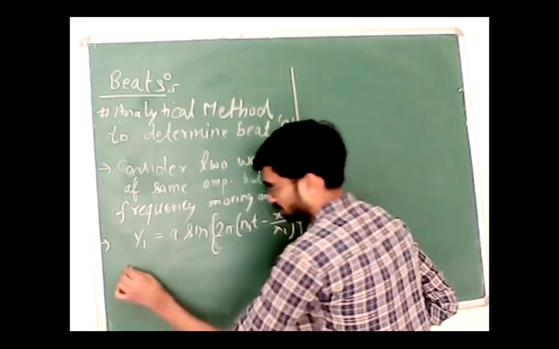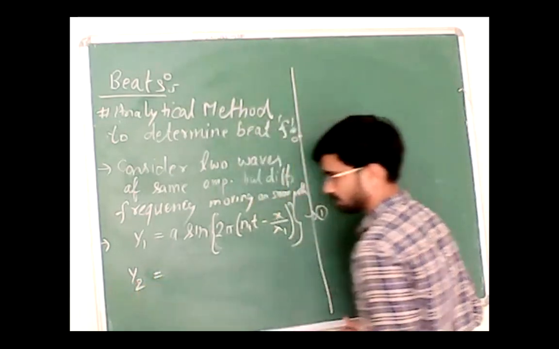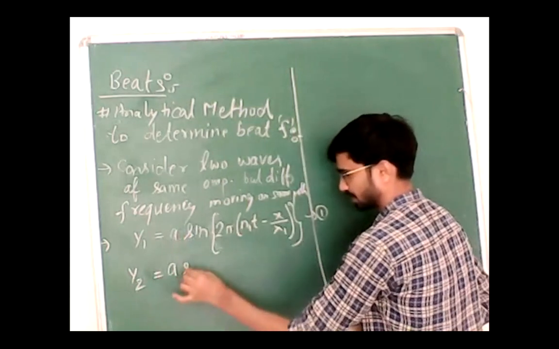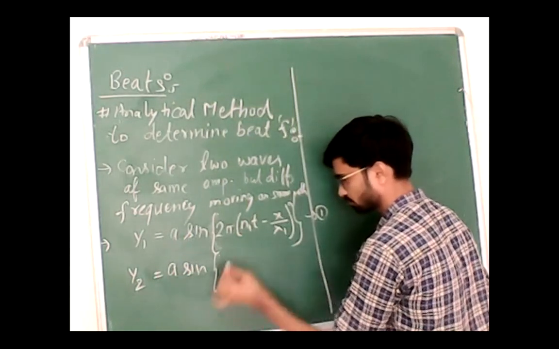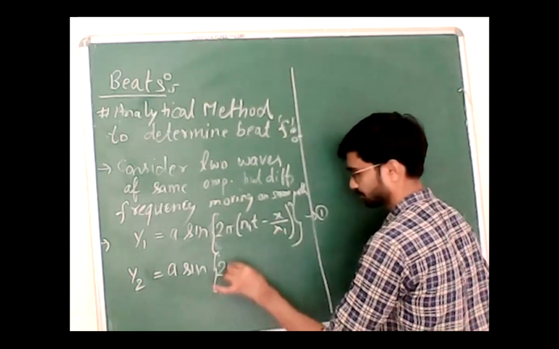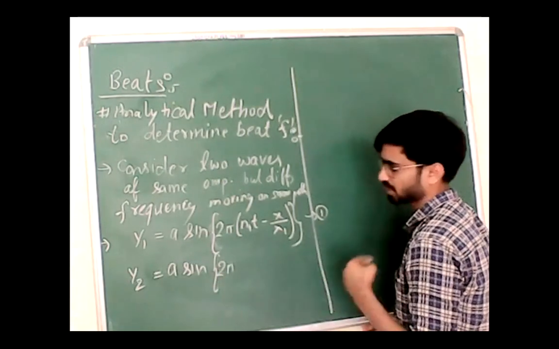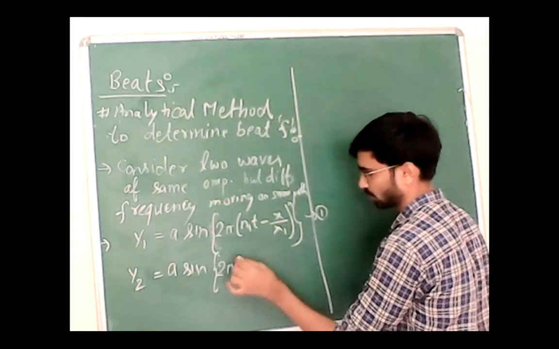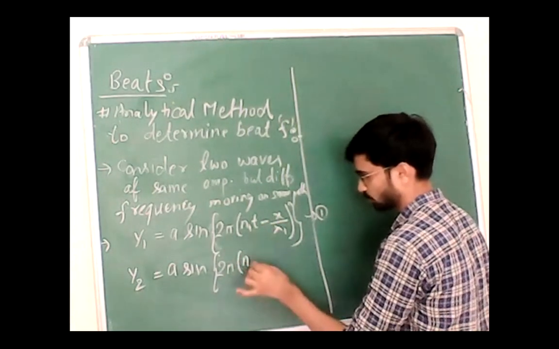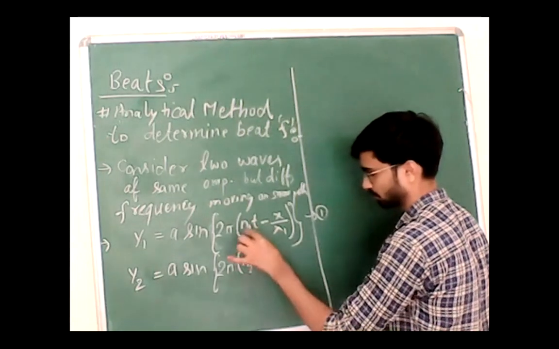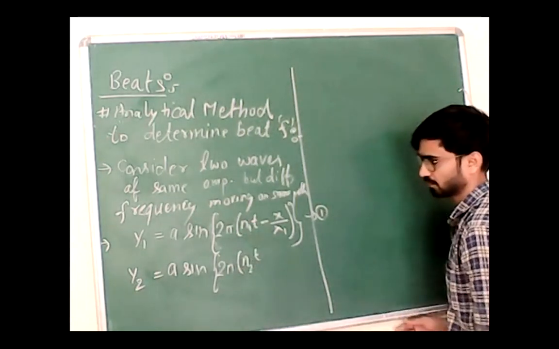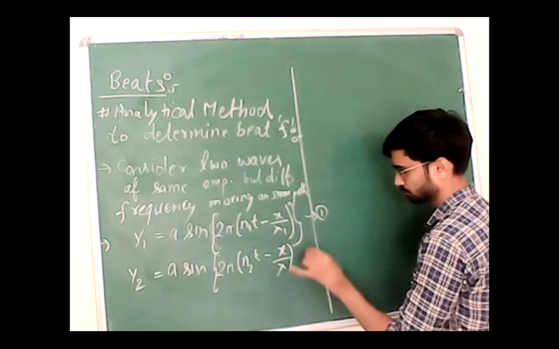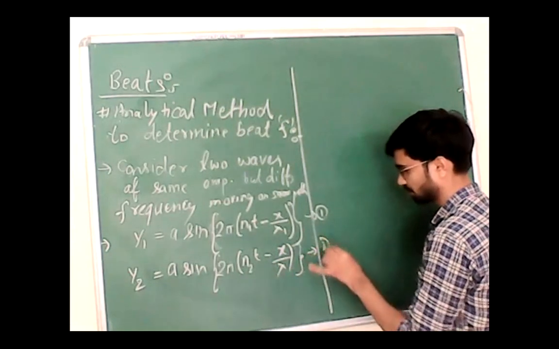Now for the second wave I will use the symbol y2. We have to take same amplitude, so here also a sin, again 2 pi. Both waves are moving in the same direction, therefore we will use negative sign for both. Here I have to put n2 because for both we have to take different frequencies, then x divided by lambda. So this is equation number 2.